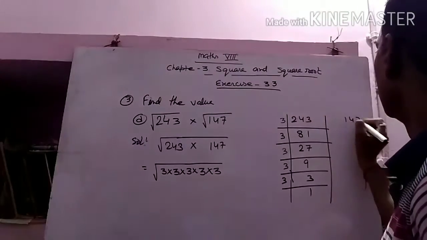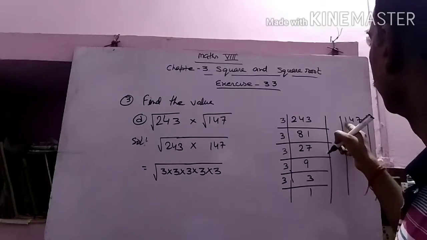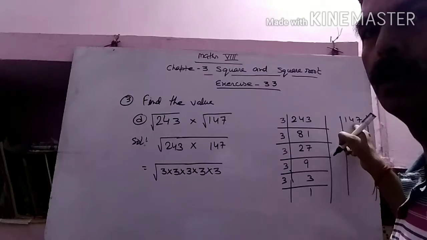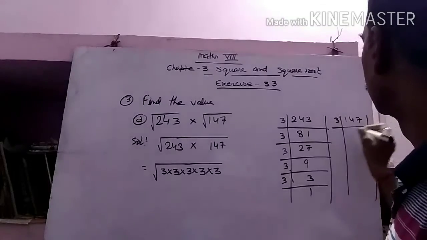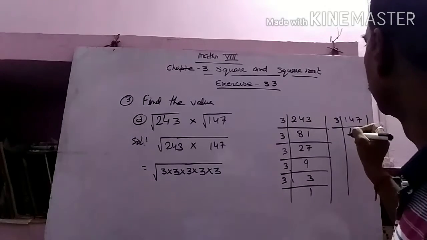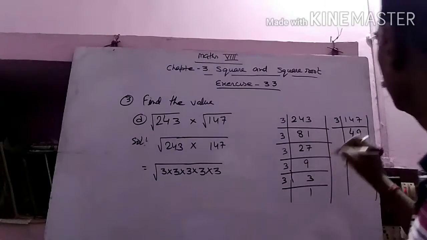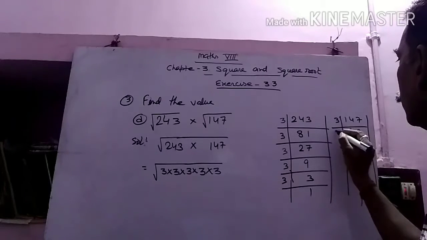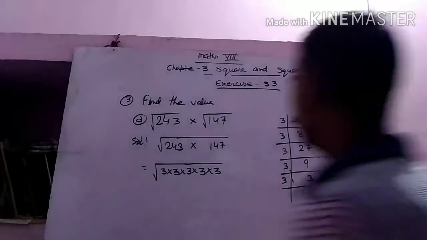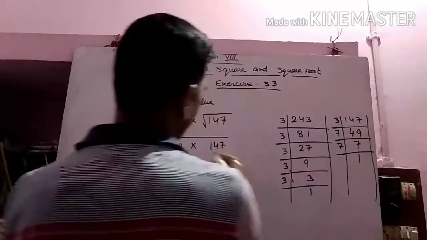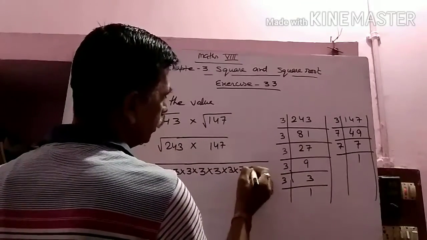Look here, 147. So this is 7 plus 1, 8. 8 plus 4, 12. 12 is divisible by 3, so this number is also divisible by 3. 3 fours are 12, then 2 and 7. Then it becomes 3 nines are 27, 7 sevens are 49, and 7 ones are 7. Then what will we get? 3 into 7 into 7 for this one. So you can write like this, into 3 into 7 into 7.